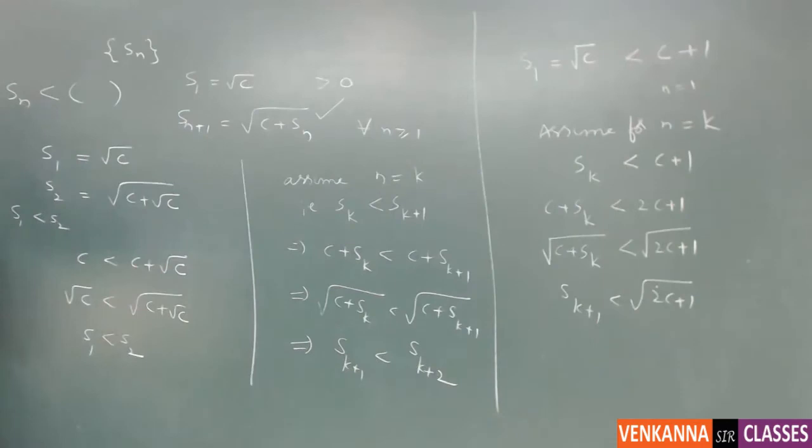Now how am I going to get that this is less than C plus 1? Here I have a problem, isn't it? I think everyone is getting the strategy. Any doubts for anybody so far in the discussion?